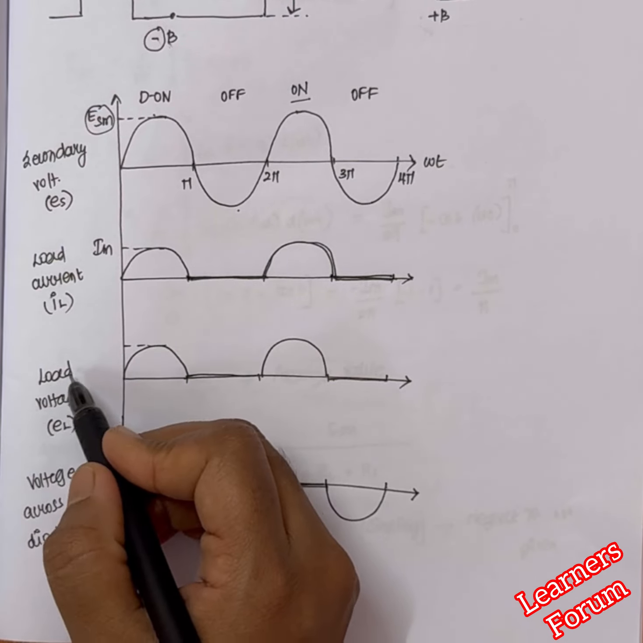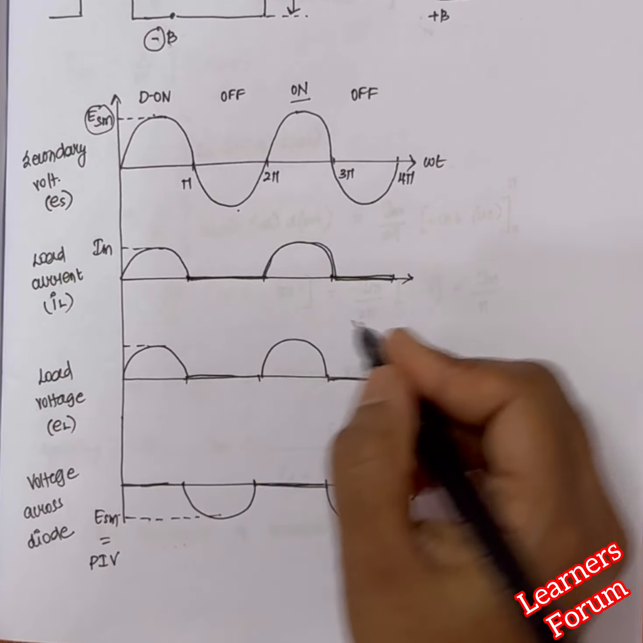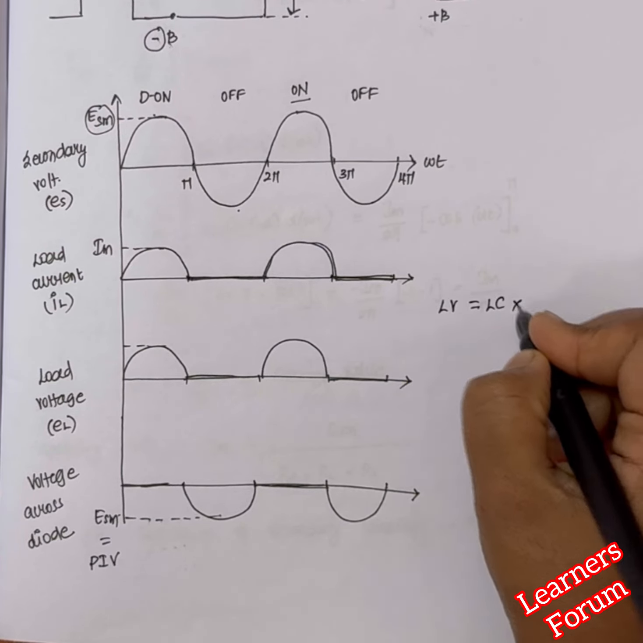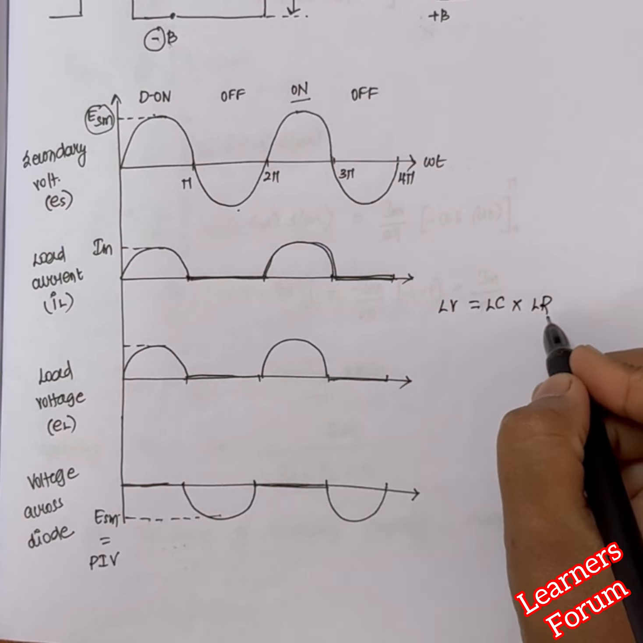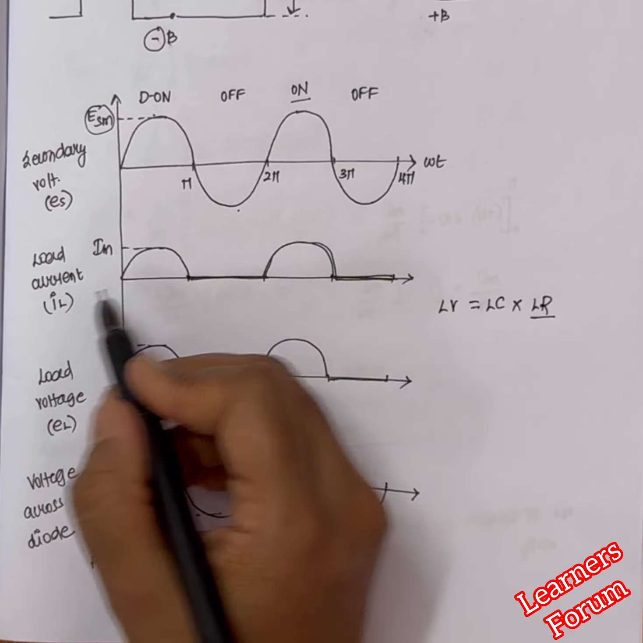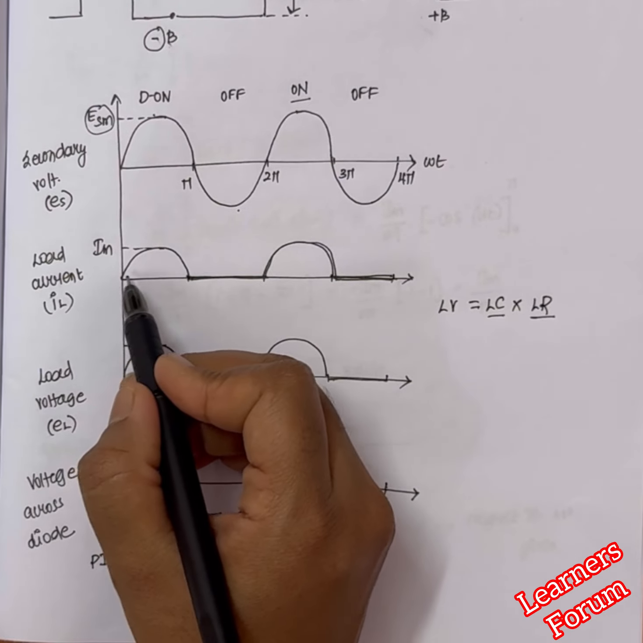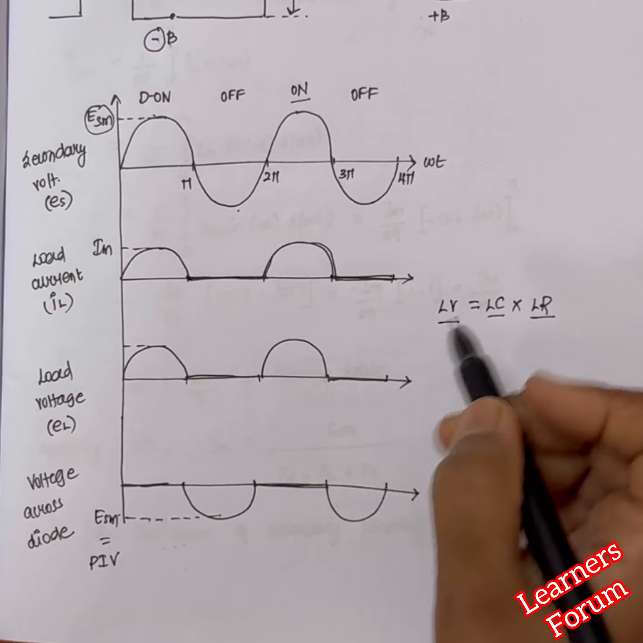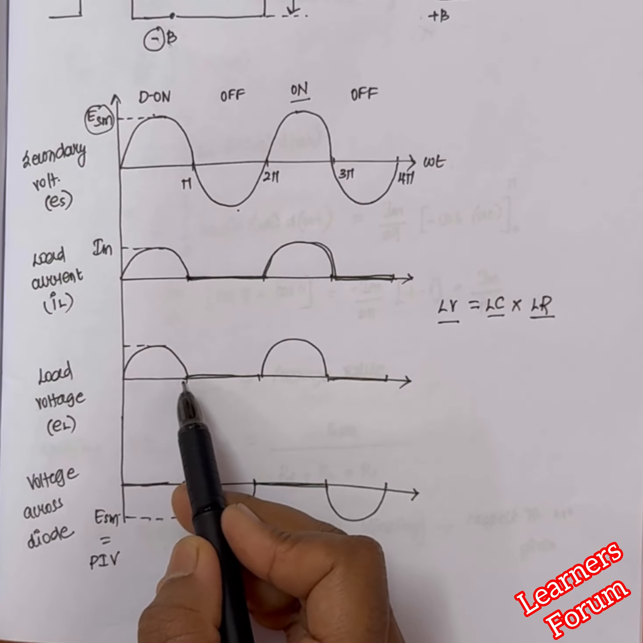So we can use the equation directly instead, which is nothing but load voltage, which is equal to load current into load resistance. We know the value of resistance and we know the value of load current also. So whenever we have the value of load current, we will have the value of load voltage also. So again it is represented with the same waveform.